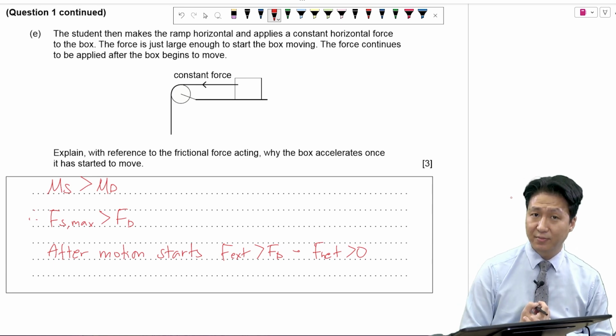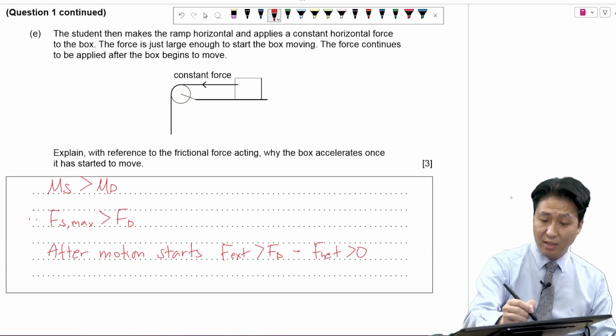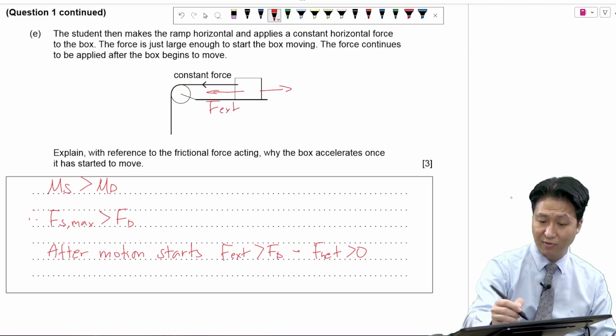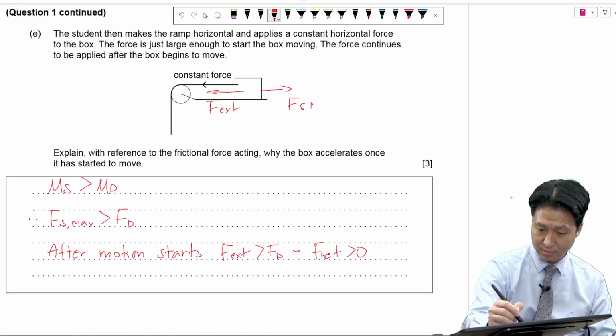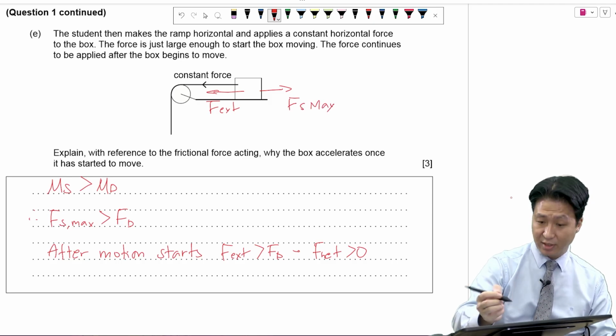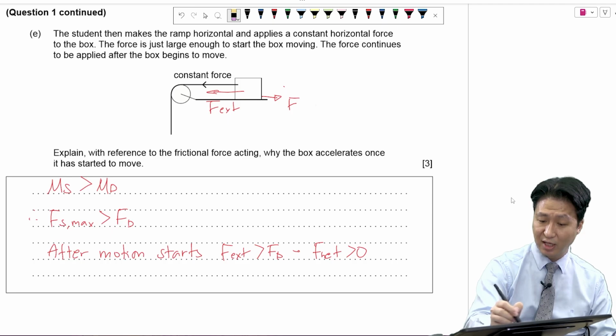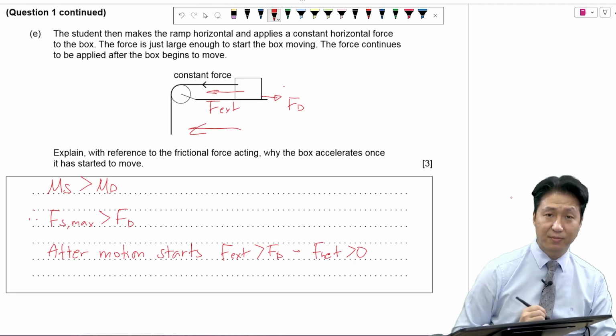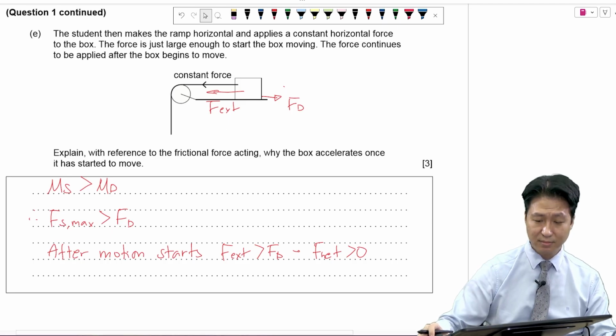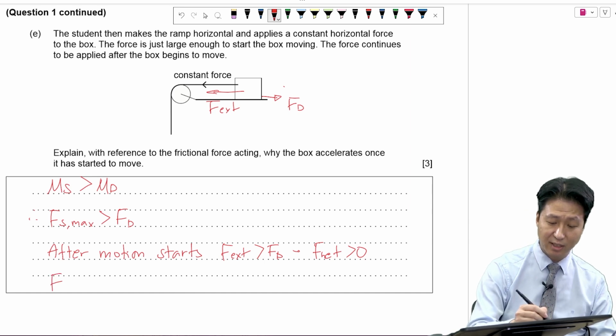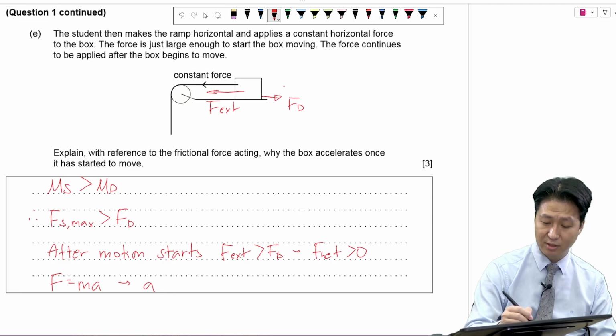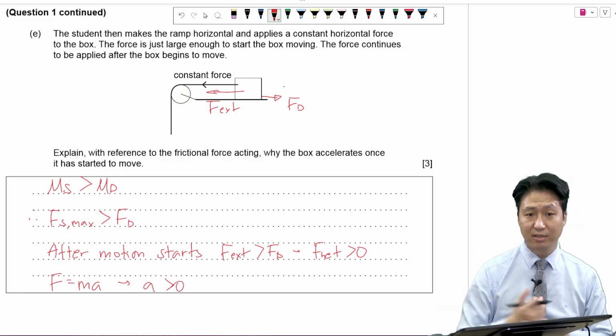So the way to explain this is this. To start it moving, first, the external force has to be at least equal to the maximum static friction force. But once it starts moving, the dynamic friction force is smaller than this maximum static friction force. So we have a net force. And of course, the last part is you reference Newton's second law, F equals ma. Therefore, a is greater than 0, and the object accelerates.